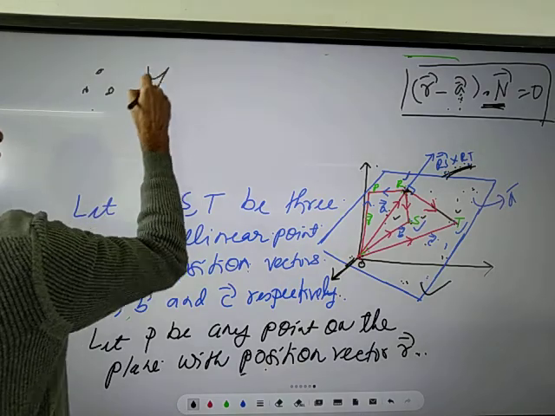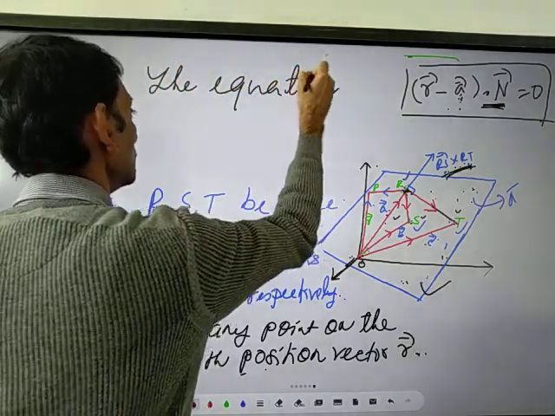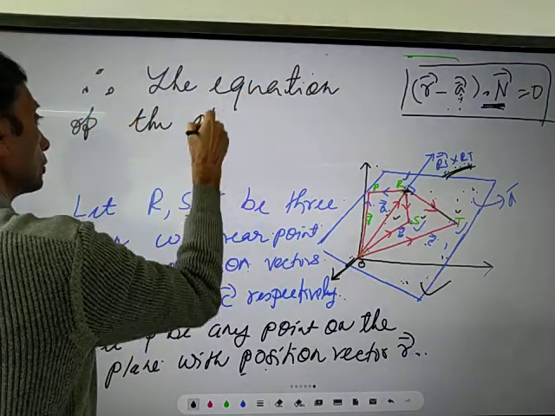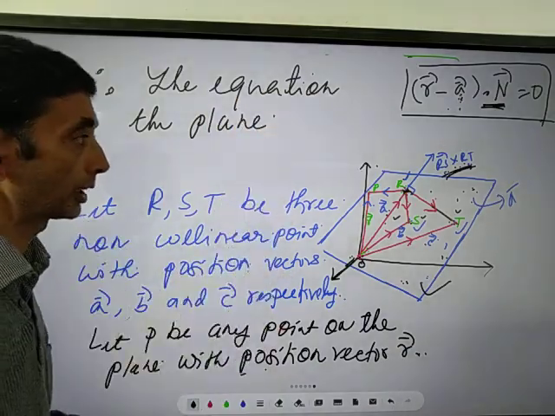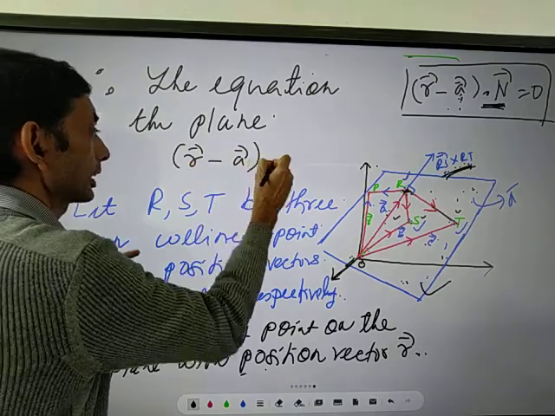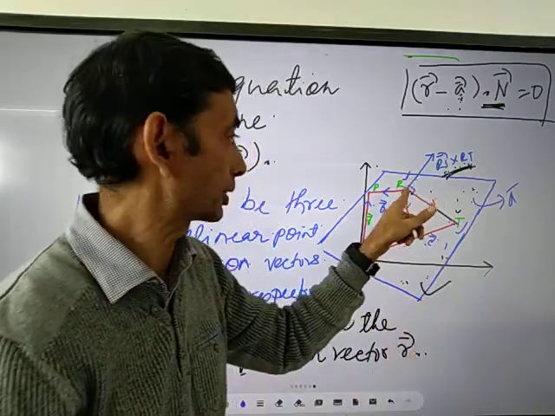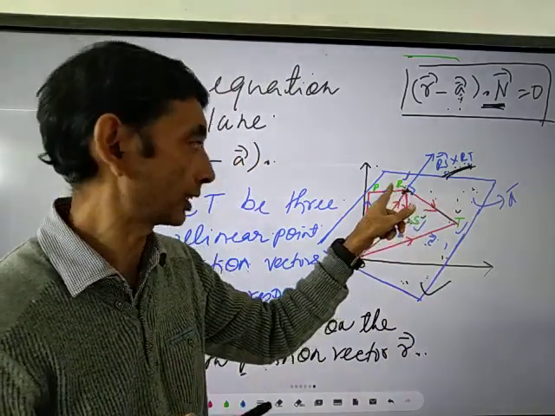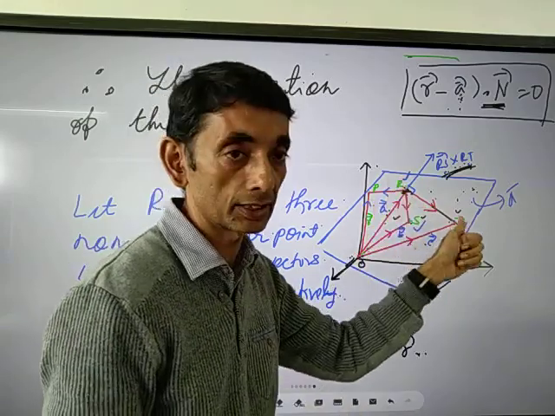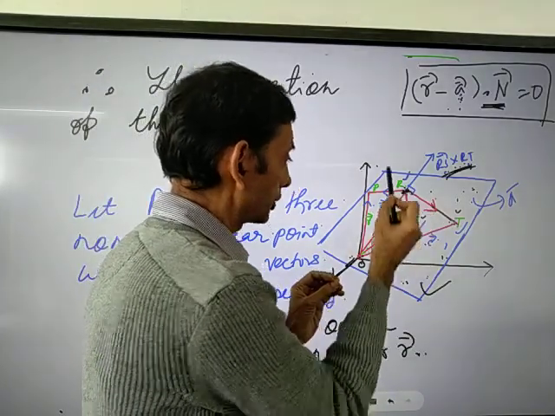Therefore, the equation of the plane can be written as R minus A. In exactly a similar way, R minus A, because the plane passes through a fixed point. You can consider a fixed point as R, because the plane passes through R, S, T. So any one of the points you can consider. Let us consider the point R with the position vector A.